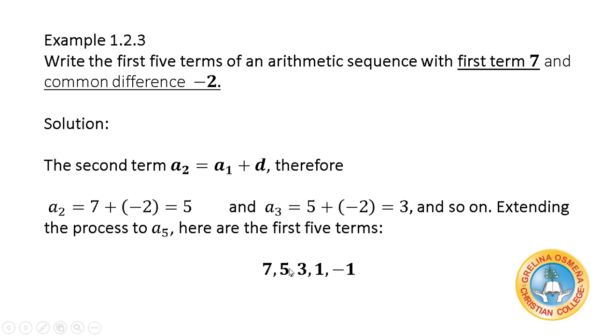5 minus 7 is negative 2. 3 minus 5 is negative 2. 1 minus 3 is negative 2. Negative 1 minus 1 is negative 2. And so, we have there the 5 terms of the arithmetic sequence.